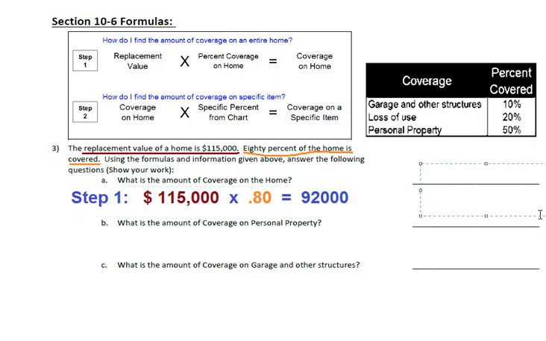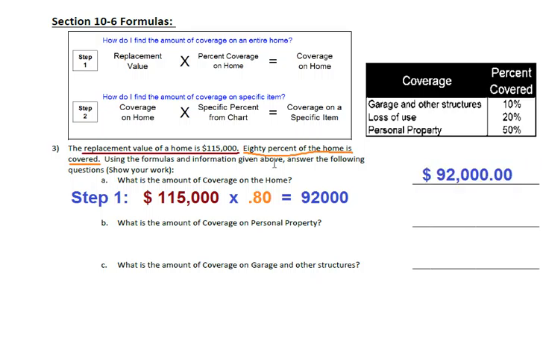So let me just explain what this means. To replace your house, it's going to probably cost you $115,000. I don't know about you, but I don't have that type of money. The insurance policy that you have will cover 80% of that bill. So that means if you have to replace your whole house, your insurance company will give you $92,000.